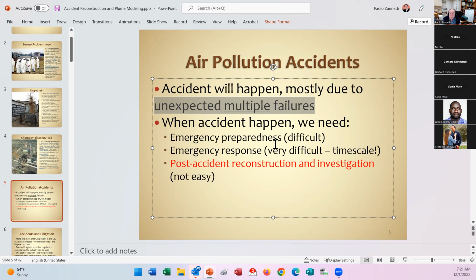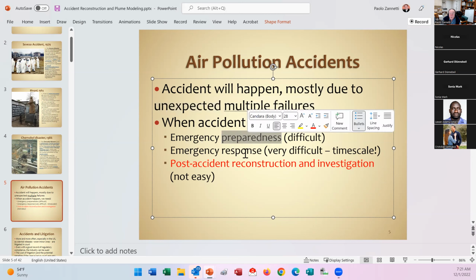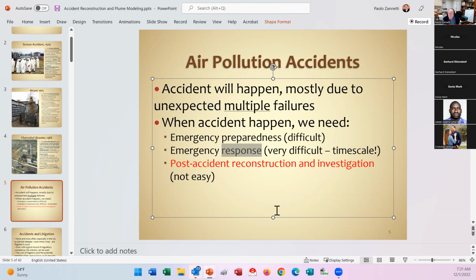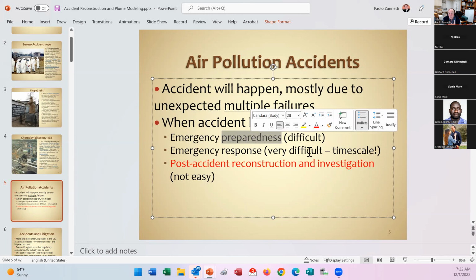When accidents happen, we need preparedness and response. We already talked about this. Preparedness is very difficult. Well, it's certainly easier than the response. So preparedness is difficult, but it's possible. Emergency response is very difficult and most of the time impossible.